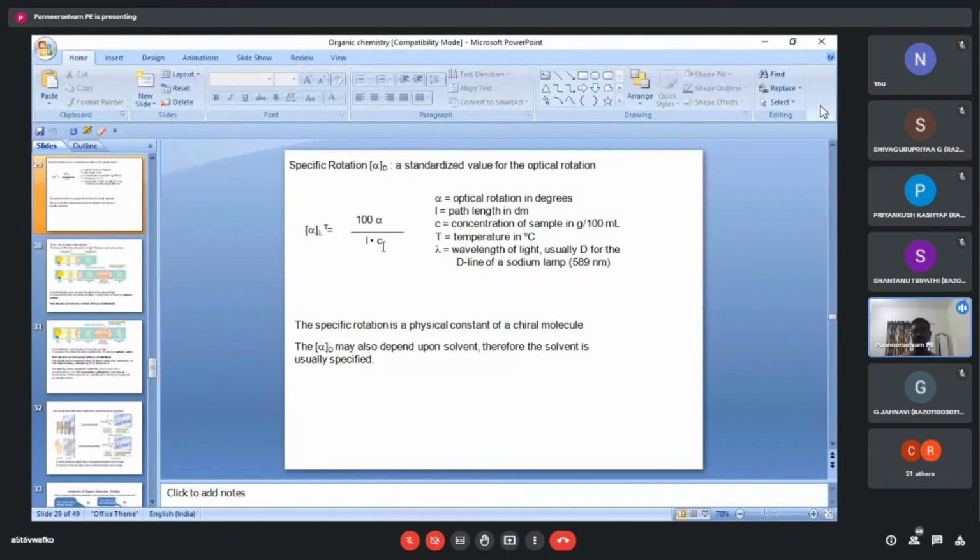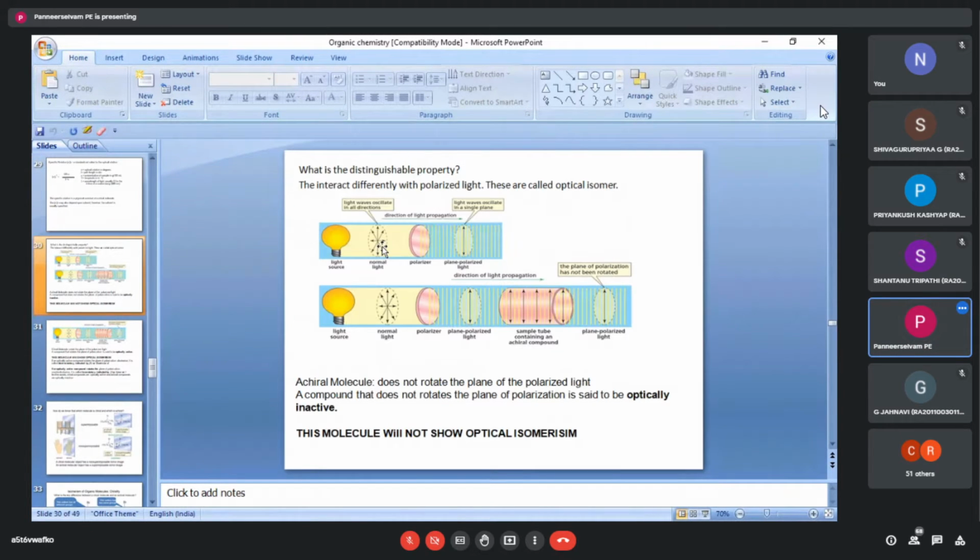So this is standard for optical isomerism. How do we find the specific rotation, alpha D? In this formula, we substitute the values. Finally, we get the result. You see here the plane polarized light: the plane polarized light has not been rotated. Once rotated, there is no movement. No movement means the plane polarized light does not move in any direction. That is the meaning of an optically inactive compound, mostly diastereomerism.